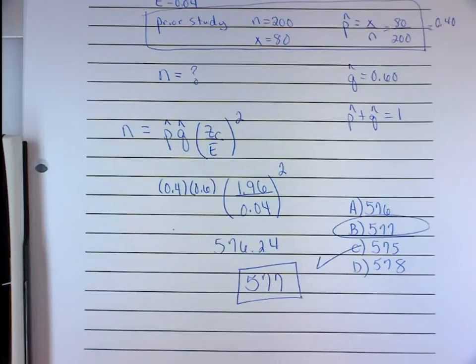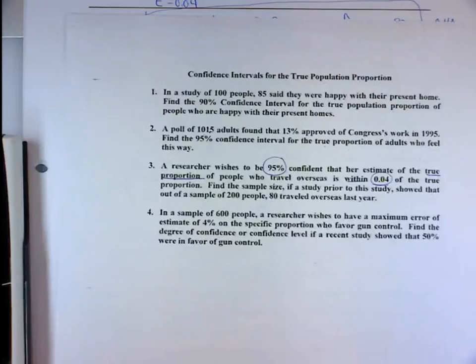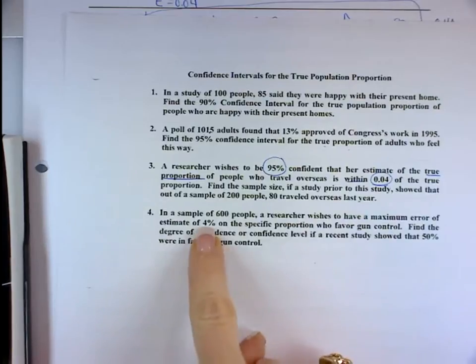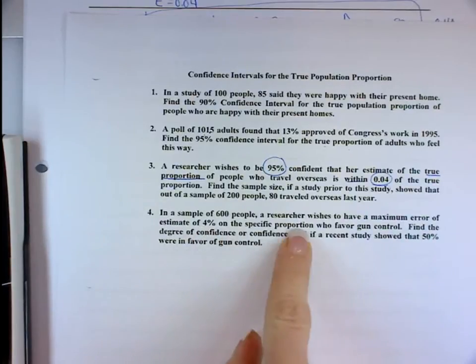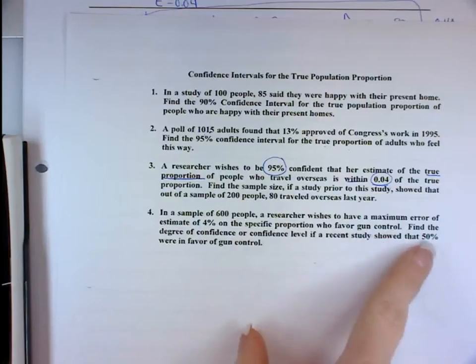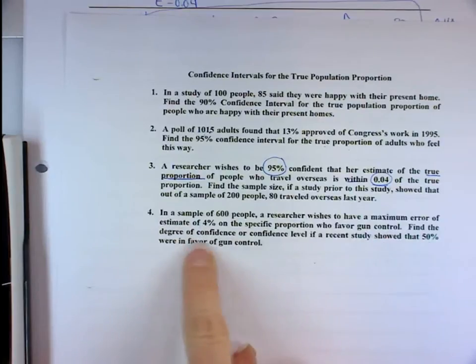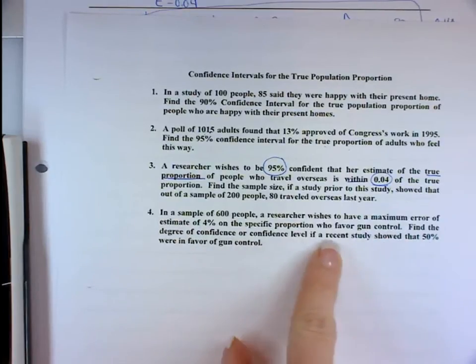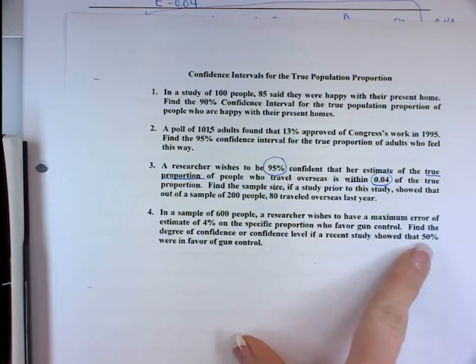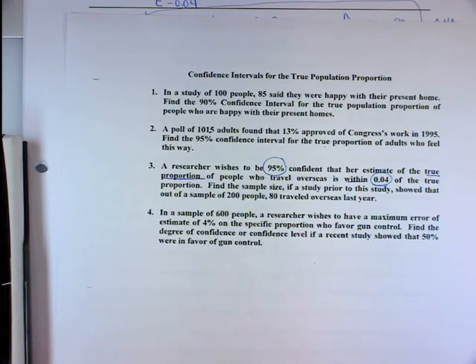Question number 4, I'll let you do on your own, but question number 4 is a very good problem. This is a little bit different than any of these problems. In a sample of 600, a researcher wishes to have a maximum error of estimate of 4%. So that's your E. On the specific proportion who favor gun control. This is different. Find the degree of confidence or confidence level if in a recent study, past study, p hat is 50% who were in favor of gun control.